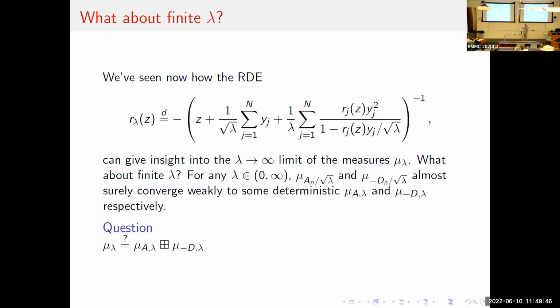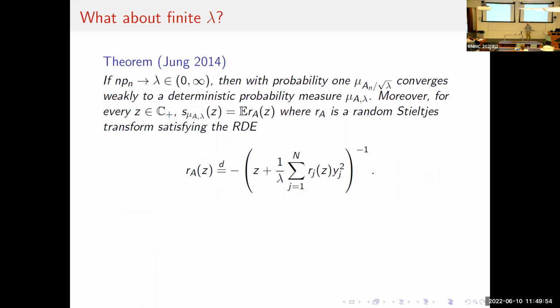If we're going to ask a question about this free convolution, we should probably get a sense of what we're taking the free convolution of. Paul Jung has results from 2014. Again, this is one very special case, and it looks very similar, but now it's just for the An, not the Laplacian. So if n over pn goes to some lambda in 0 to infinity, mu sub An over square root of lambda converges weakly to a deterministic limit. Moreover, the Stieltjes transform is the expected value of a random Stieltjes transform satisfying an RDE. So again, this is one special case of a larger class of random matrices that Jung calls Levy-Khinchin matrices. I'll explain that name in a second. And basically, whenever you're looking at these very sparse or heavy-tailed models, you should always expect an RDE. It's either in the background or maybe someone used that RDE to prove something, and then you just see what they managed to prove with it.